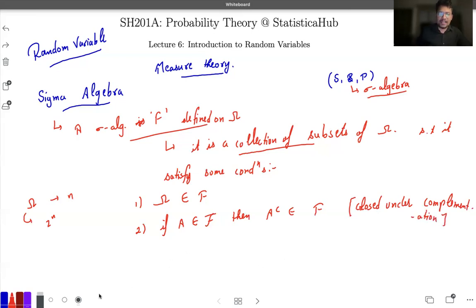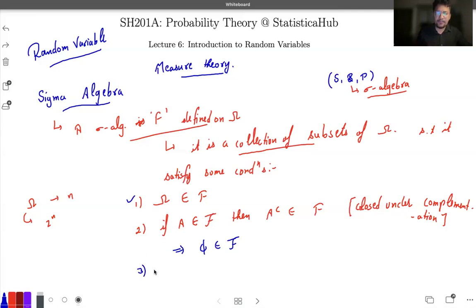Okay, so from the second property, I can see that this implies that phi belongs to F. Because under the first condition, omega is belonging in F, so the complement will be phi and that must be belonging to F.